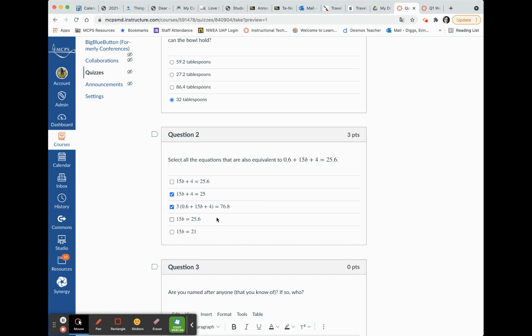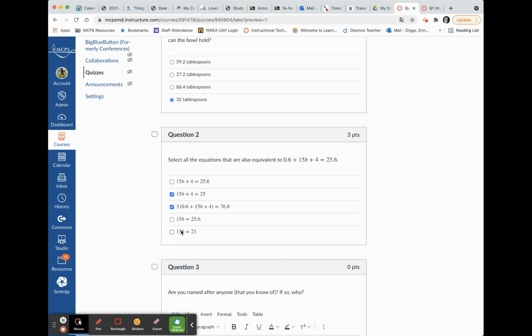For the next one, it looks like on the left side, all I have is 15b. So that means that the 4 and the 0.6 have been subtracted out, 4.6. But on the right side, it's still 25.6. So I subtracted 4.6 on the left, but not on the right. So that one is not an equivalent equation.